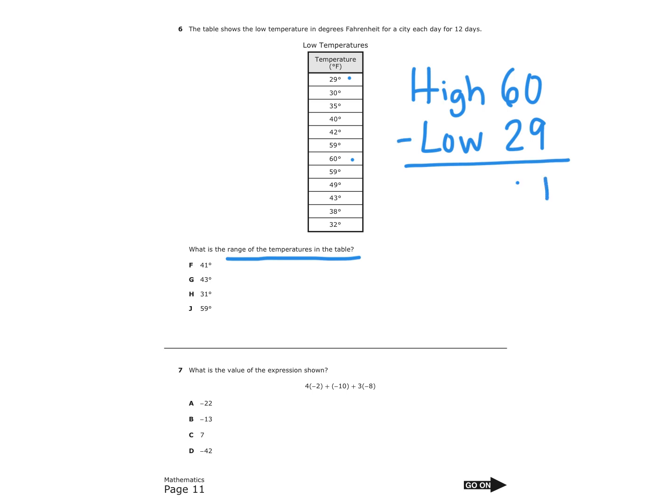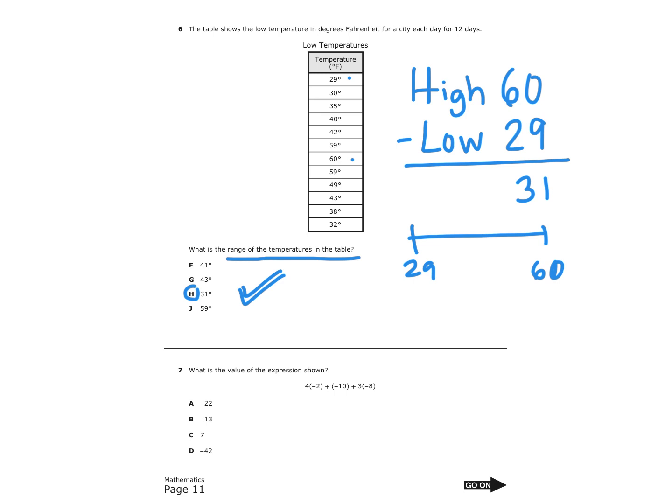So it looks like the range is 31 degrees. So from a low of 29 to a high of 60, that's exactly 31. So is there a 31 here in our answer choices? Looks like H is 31. So for number 6, the answer is H, and that is the correct answer.